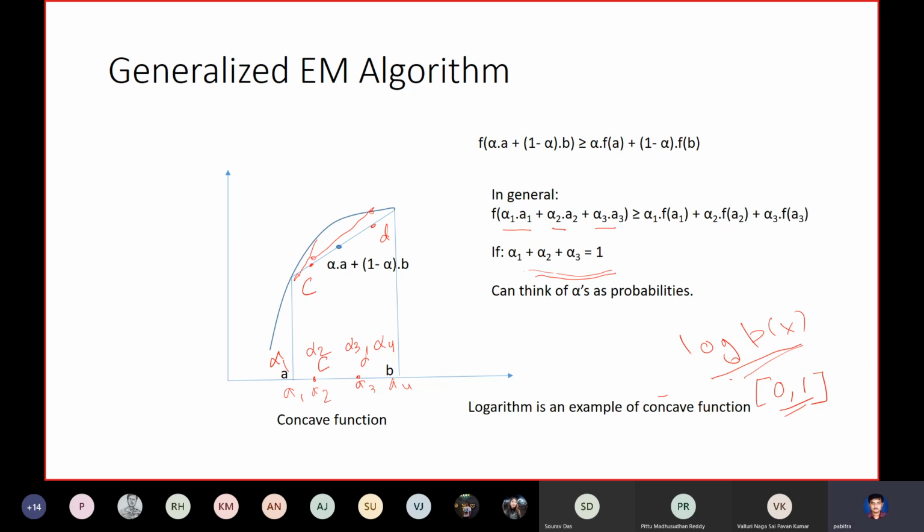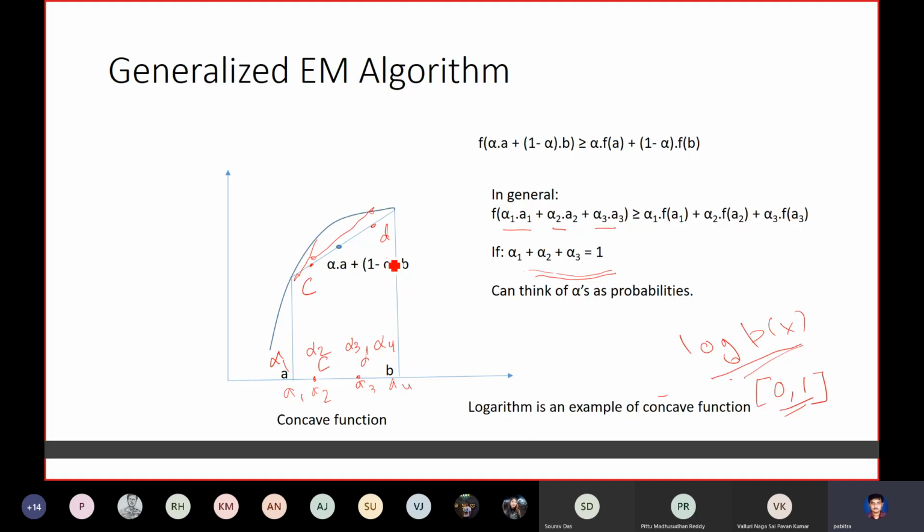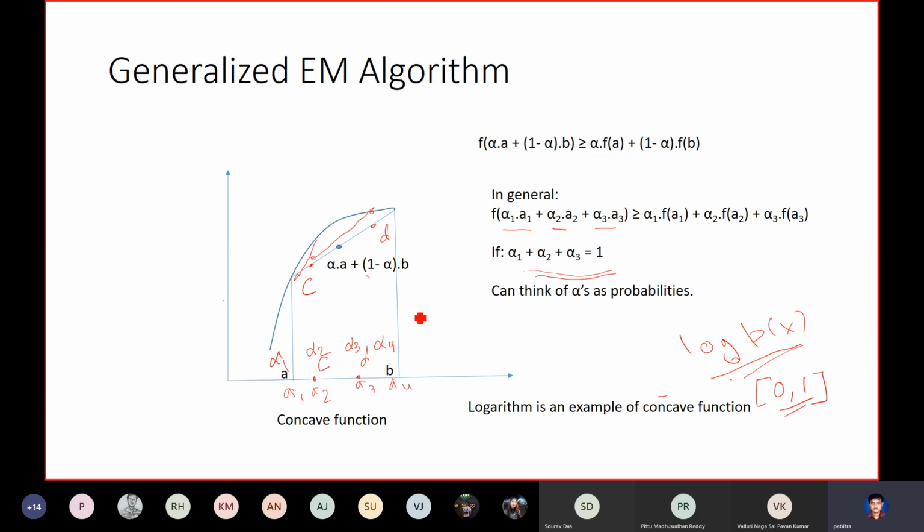All right, so this is one more thing. The second thing is, why are we talking about extending it to multiple alpha 1, alpha 2, alpha 3? See the property, I have already said that each of the alphas should be greater than or equal to 0, and the sum of the alpha values, sigma alpha i, should be 1. So this means that these alphas look like probabilities. So I can also think of alphas as probabilities. This is the probability that x takes a value a1, this is the probability that x takes a value a2, and so on.